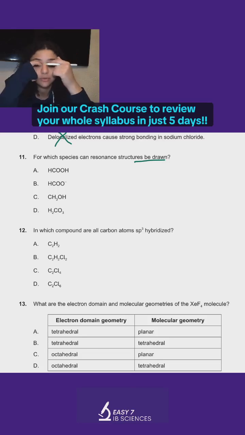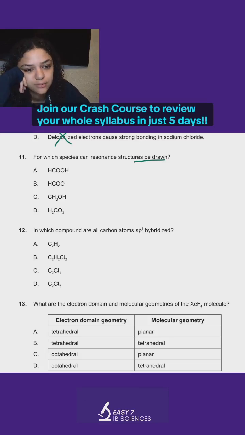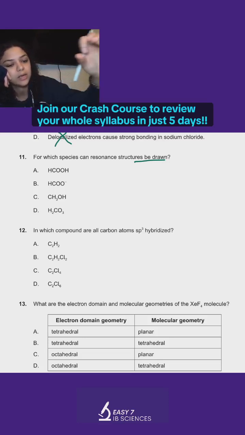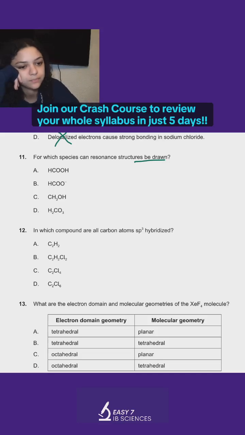So for this one, we just have to draw it out, and I'll show you how to do it. But yeah, exactly. You have to draw it out. What is resonance structure? Resonance structure is when you have a double bond that can occupy multiple different positions. The one with the double bond, right? But which one of them has a double bond?